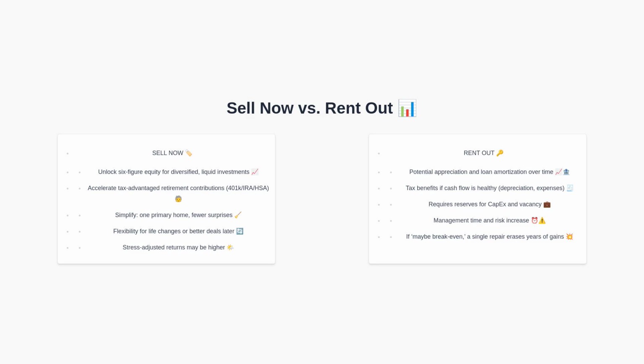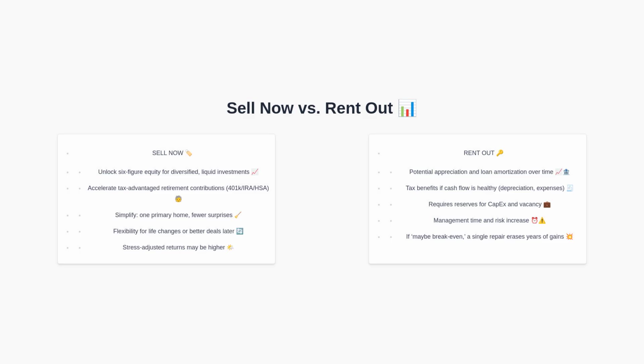Let us compare selling versus renting. Selling now unlocks equity for diversified, liquid investments, allows accelerated retirement contributions, and simplifies your financial life, preserving flexibility for future opportunities. Its stress-adjusted returns may be higher when the rental would be marginal.